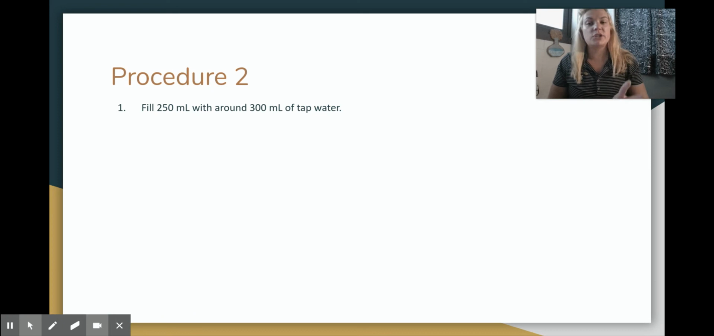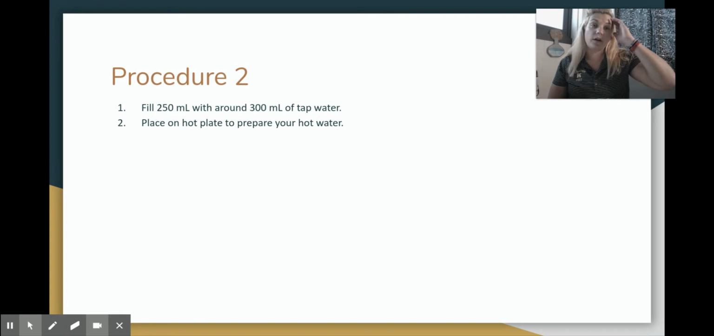The second procedure is we're going to do pressure and temperature, okay? So the first thing that we're going to do is fill a 250 milliliter, it should say beaker, sorry, with around 300 milliliters of just tap water, okay? We don't need distilled water for this. We are then going to place the beaker on a hot plate to prepare hot water because since we're changing the temperature, we need hot water and cold water, right?